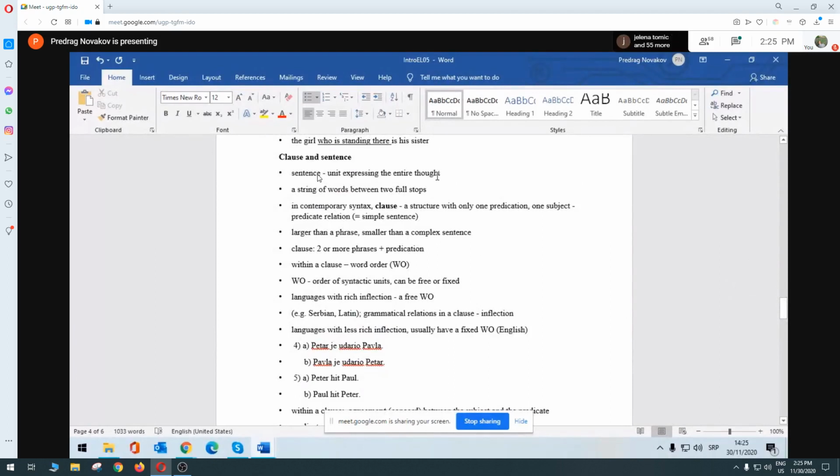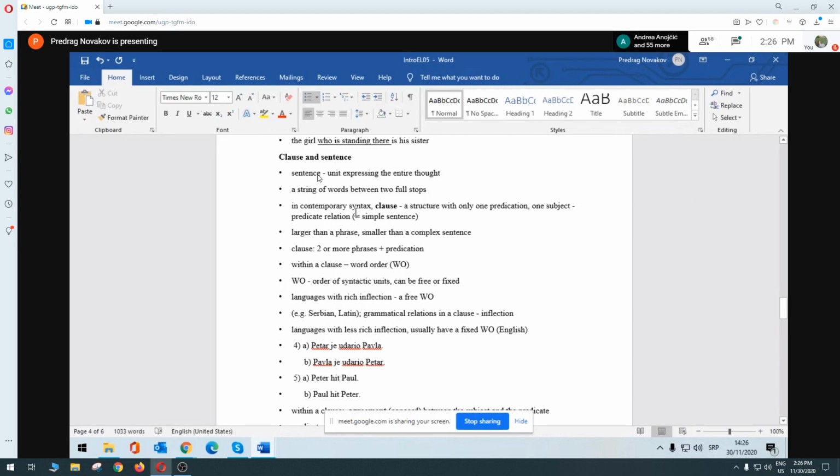So sentence, traditionally, you know that probably from elementary, secondary school, is a unit expressing the entire thought. But it's a bit problematic because it's difficult to say what is the entire thought. If you say, for example, computer, full stop, is it the entire thought or not? This is the definition given in traditional grammar, but not really used anymore, okay? Or you can even say a string of words between two full stops. But you probably remember the examples when you talked about phonemes and morphemes. You can say, for example, fire, and then make a full stop. So is it a sentence or not?